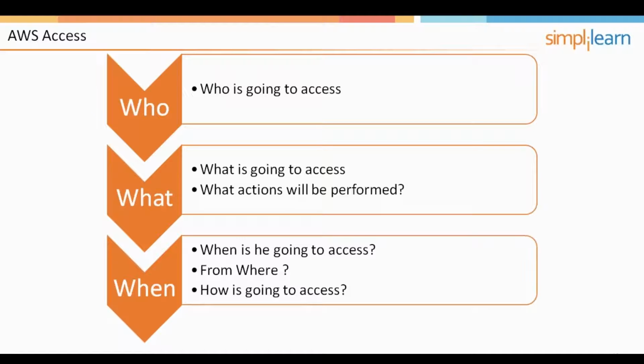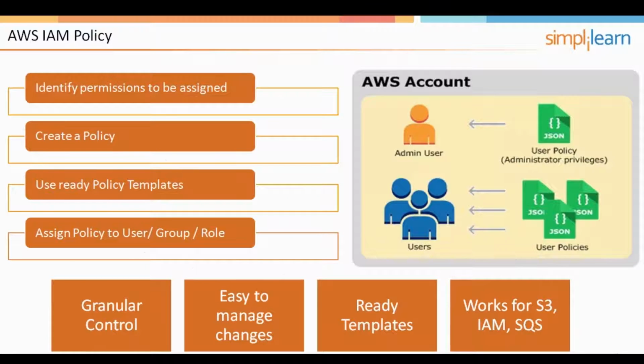You would also know what action he would be doing within Amazon. Whether he's going to start an instance, terminate things, take the backup, do the delete part. What kind of action is that person going to do? If you want to control better, you can always add more conditions: when is he going to access, from where, from which IP address, how is he going to access, for which resource. You can define all these conditions and that would help you to define an IAM policy.